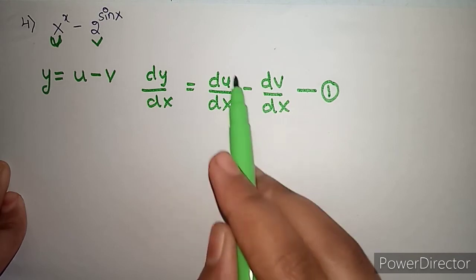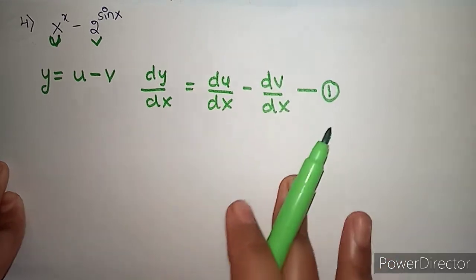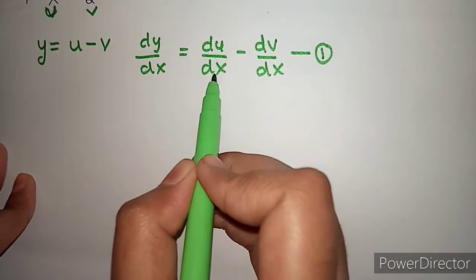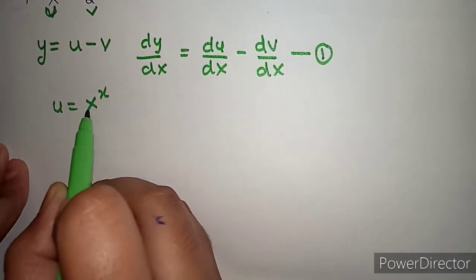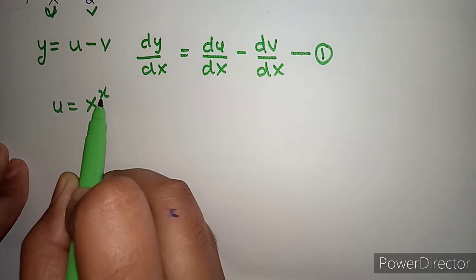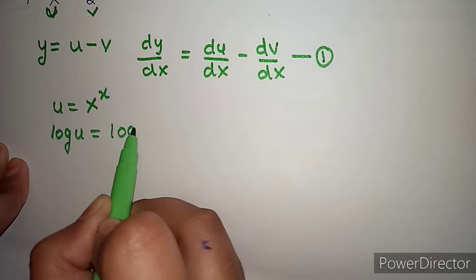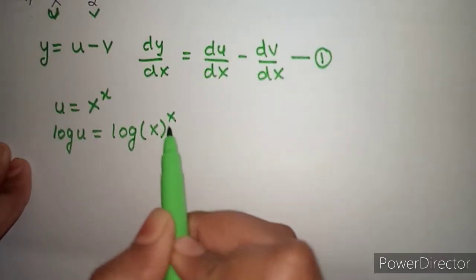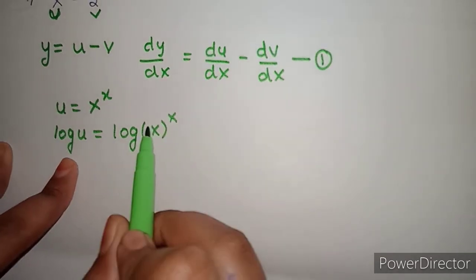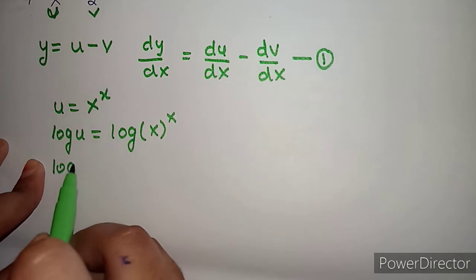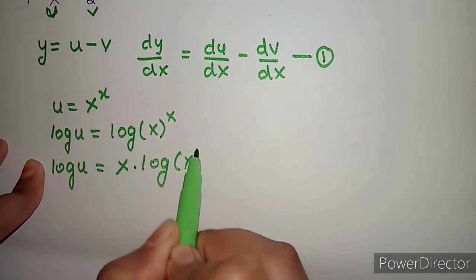Now to find the answer, we need to find du by dx and dv by dx. Okay, let's find this. To find du by dx, take u is equal to x power x. See, we have variable to the power variable, so I can take log on both sides. Log u is equal to log x power x. This is in the form of log m power n. Log m power n is n log m, right? So log u is equal to x dot log x.